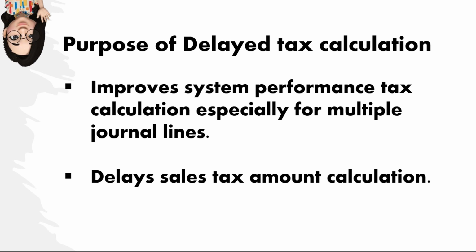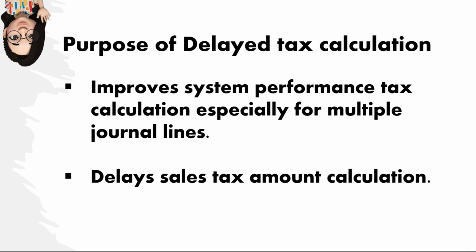With the delayed tax calculation, any user will not be seeing the sales tax amount calculated by the system once you enter the item sales tax group and the sales tax group in the journal line. The moment that you will see it is when you open the sales tax form or when you post. You will see on the voucher how much is the tax calculated. Okay? So that's the purpose of this feature, delayed tax calculation.